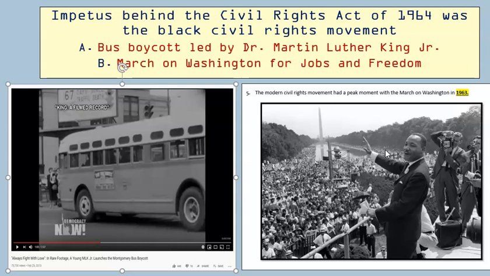And then to your right, you see a question that was asked on a previous test, and it said the modern civil rights movement had its peak moment, I'm sorry, with the March on Washington in 1963. And then you see Dr. Martin Luther King Jr. surrounded by all of the people in front of the Washington Monument. So 1963 was an important year, and we know what happened after 1963. You have the 1964 Civil Rights Act that was passed. So were these boycotts and were these marches effective? Absolutely.